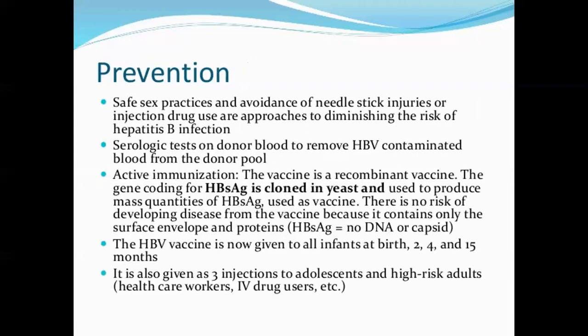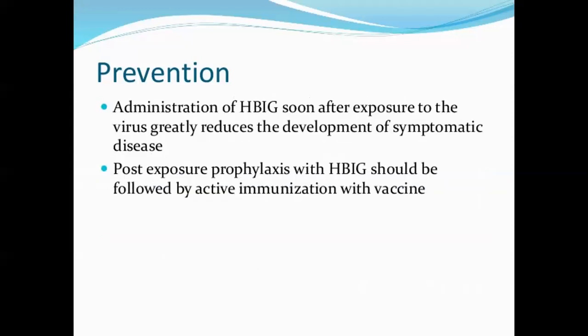What will be the prevention? Safe sex practice, avoidance of needle-stick injuries, and avoidance of injection drug use are approaches to diminish the risk of hepatitis B infection, along with serological tests on donor blood to remove hepatitis B virus contaminated blood from the donor pool. And hepatitis B vaccine is now given to all infants at birth, 2, 4, and 15 months. Active immunization: the vaccine is a recombinant vaccine. The gene coding for hepatitis B surface antigen is cloned in yeast and used to produce mass quantities of hepatitis surface antigen used as a vaccine.